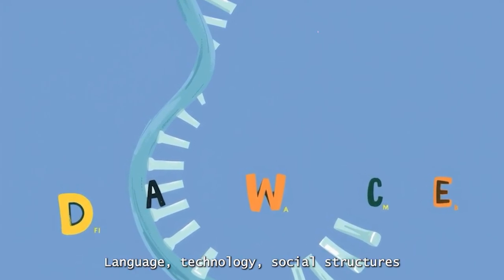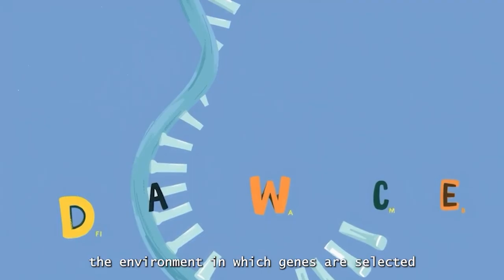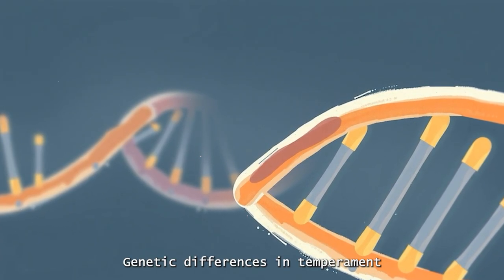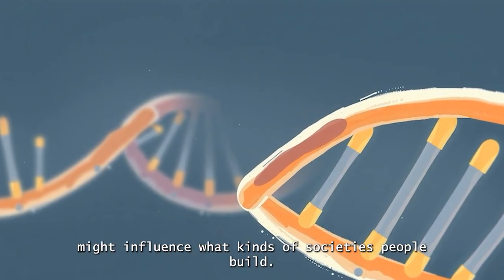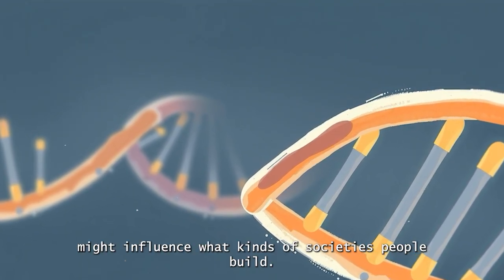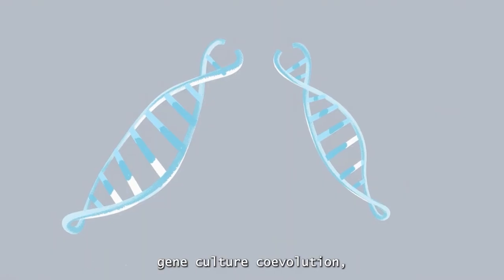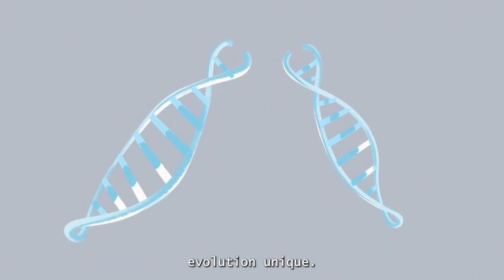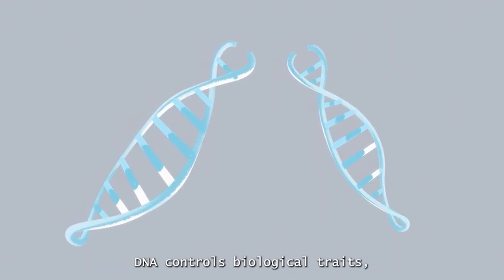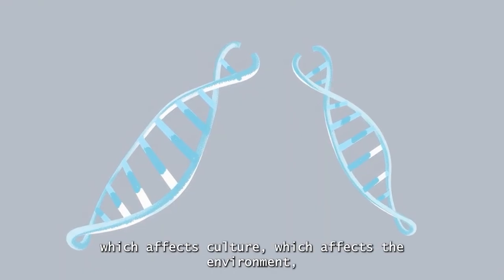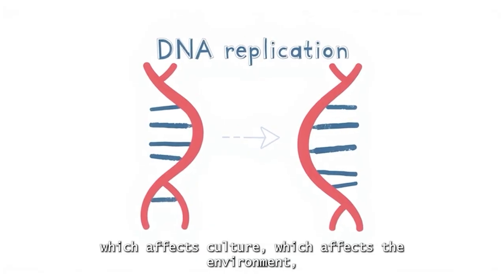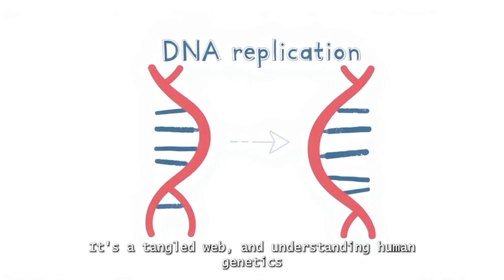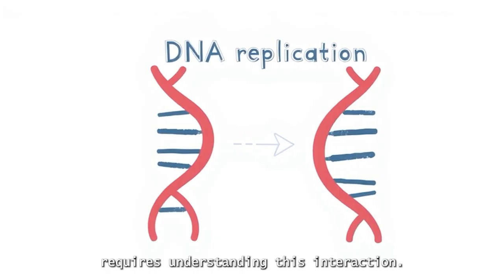Language, technology, social structures, all of these change the environment in which genes are selected. And genes affect culture. Genetic differences in temperament or cognition might influence what kinds of societies people build. This feedback loop is called gene-culture coevolution, and it's one of the things that makes human evolution unique. DNA controls biological traits, but those traits affect behavior, which affects culture, which affects the environment, which affects which genes are selected. It's a tangled web, and understanding human genetics requires understanding this interaction.